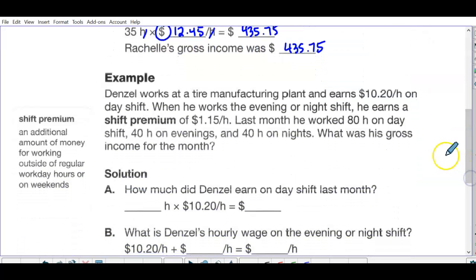Next one, Denzel works at a tire manufacturing plant and earns $10.20 per hour on day shift. Then he works the evening or night shift. He earns a shift premium of $1.15 per hour for evening or night. Okay, it gets paid a little bit more. Last month, he worked 80 hours on a day shift, 40 hours on evening, and 40 hours on nights. What was his gross income for the month?